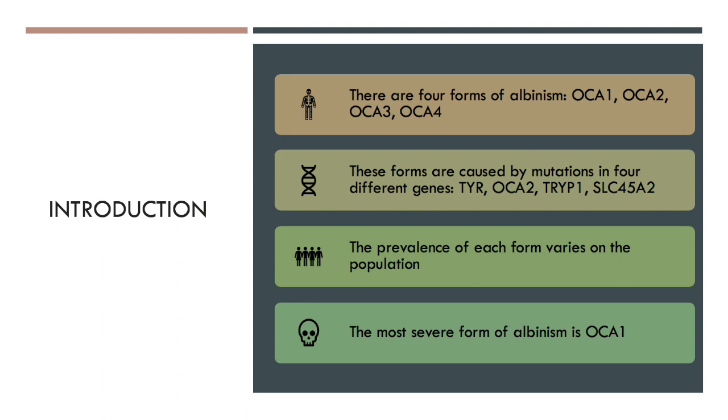Note that OCA1 can further be broken down into OCA1A and OCA1B. The differences between these two is that those with OCA1A have a complete lack of pigmentation, while those with OCA1B have minimal pigmentation.